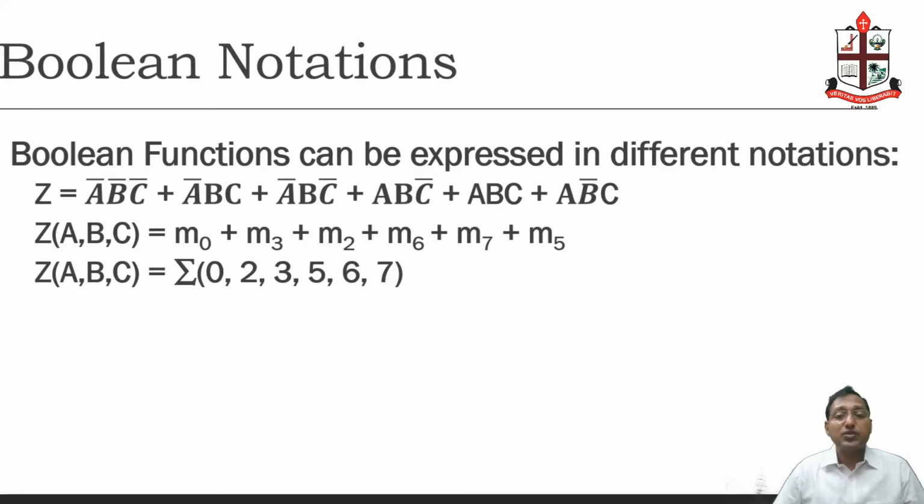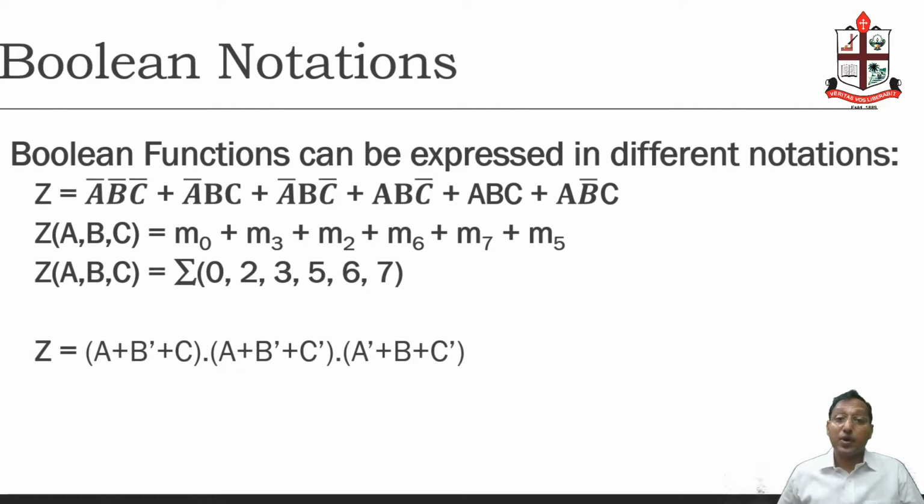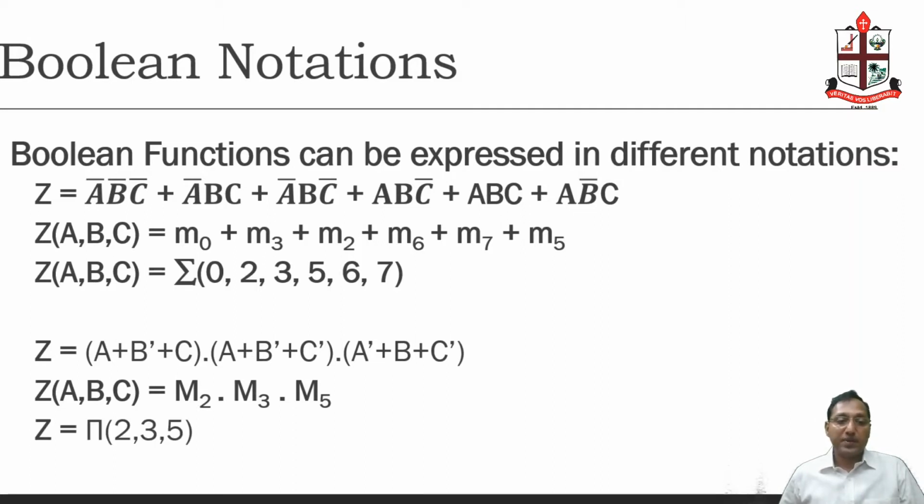And when it comes to product of sum, POS, this can be represented this way, product of sums. Another notation for the same goes like this, using the capital letter M followed by the subscript, which is the decimal equivalent of the binary number. In this case, M2, M3 and M5. This can also be represented using the Greek letter pi, pi 2, 3, 5.